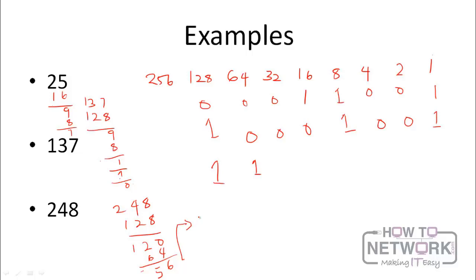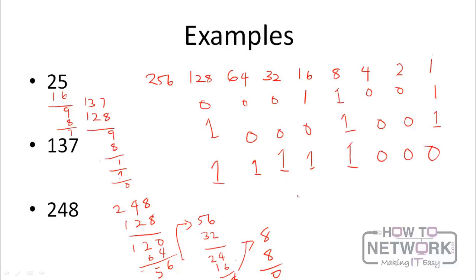So from the 56, what's the place value we can see? 32. And that's going to give us 4 and 2, which is 24. And from 24, we can see 16. And that's going to give us 8. And from 8, the place value we can see is another 8. And that's going to give us 0. So 1, 0, 0, 0.